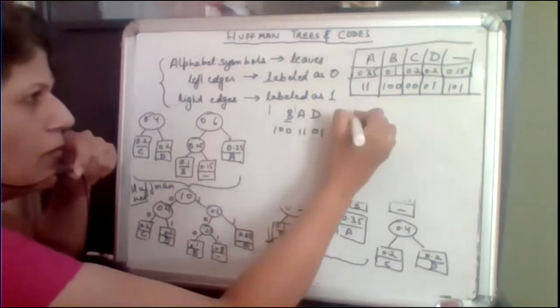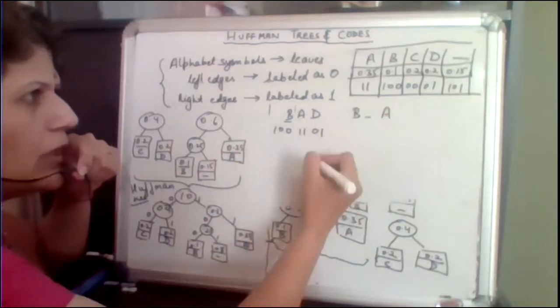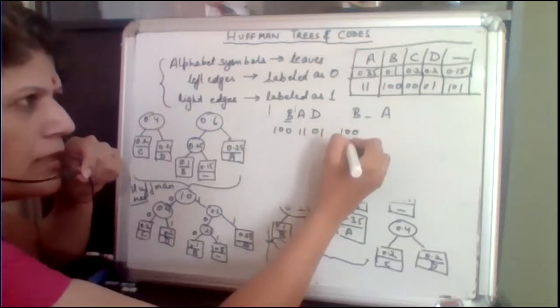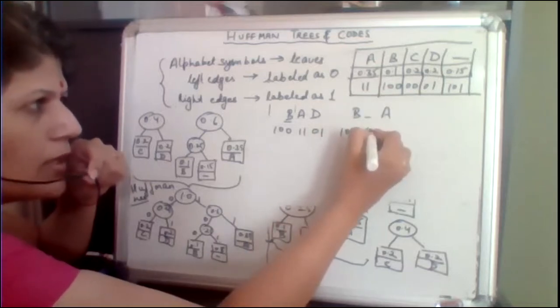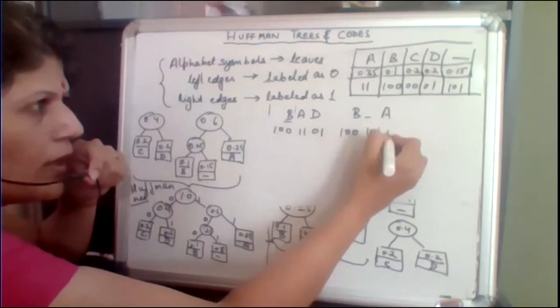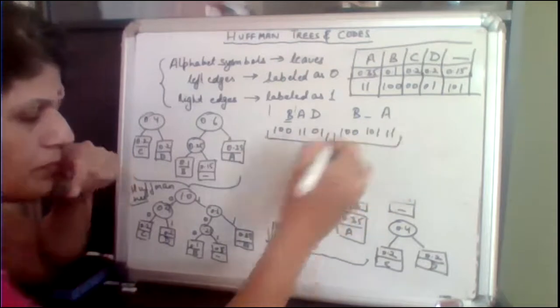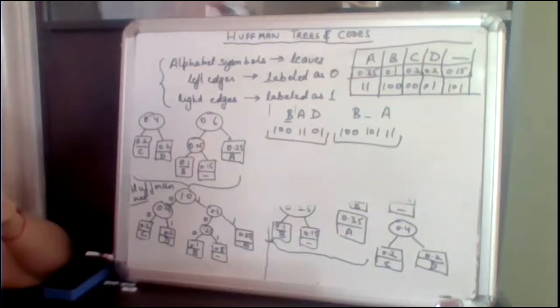So let's say what happens when you have something like this, B underscore A. In this case, B is represented as 100, underscore as 101, A as 11. So it clearly gives you the code. I hope till this point it is clear. If you have any doubts, please let me know.